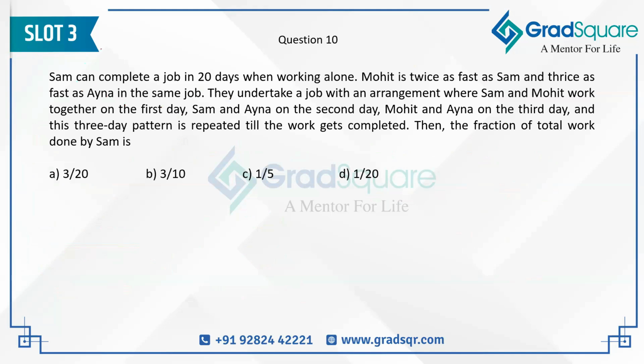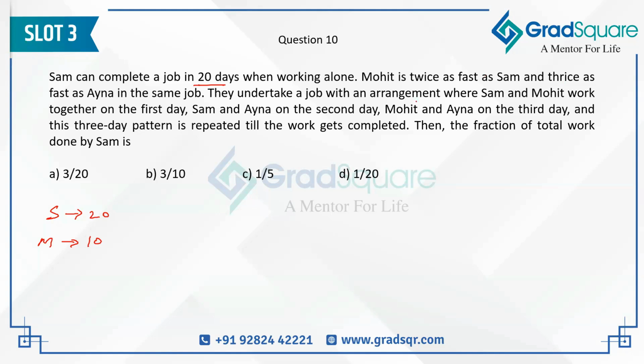Let's look at question number 10. Sam can complete a job in 20 days when working alone. So Sam is able to complete the job in 20 days. Mohit is twice as fast as Sam. If Mohit is twice as fast as Sam, then Mohit is going to do the work in half the number of days as Sam. So I'm taking that as 10.